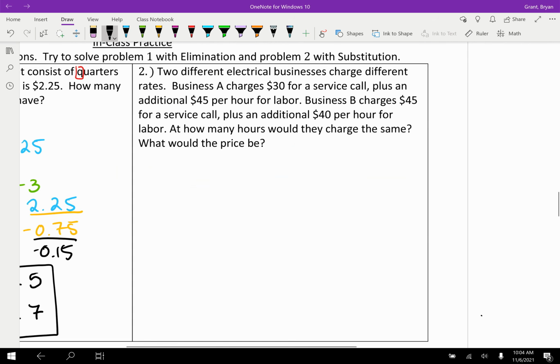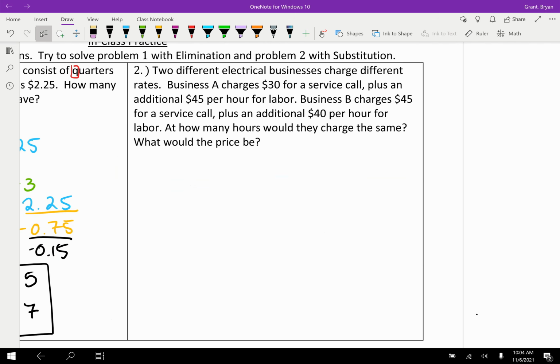All right, let's look at our second problem. Two different electrical businesses charge different rates. Business A charges $30 for a service call plus an additional $45 an hour per labor. Business B charges $45 for a service call plus an additional $40 an hour for labor.